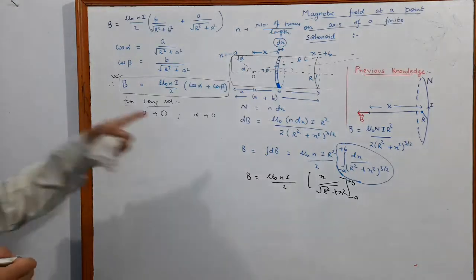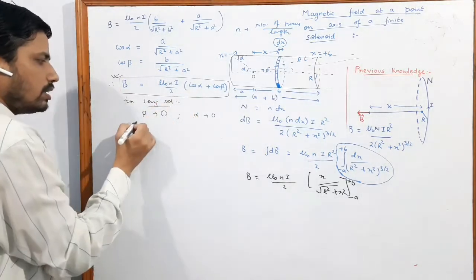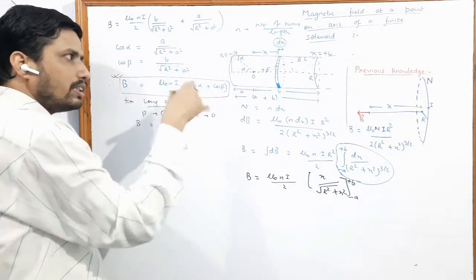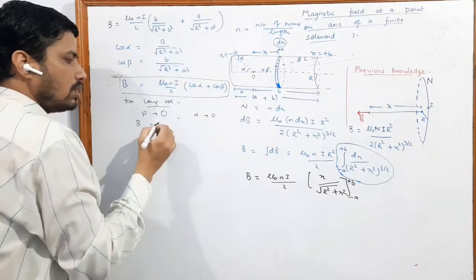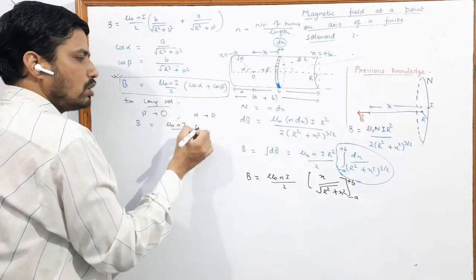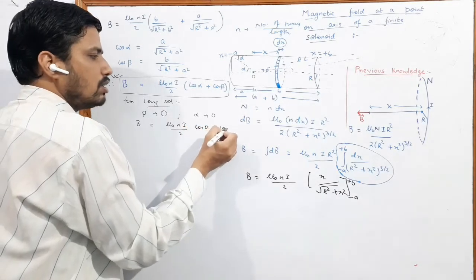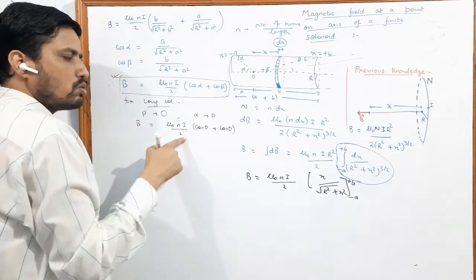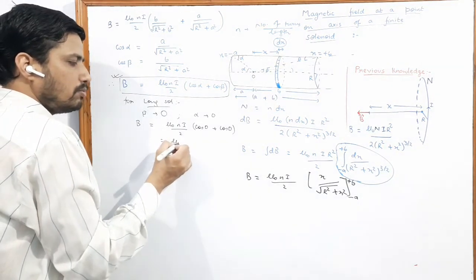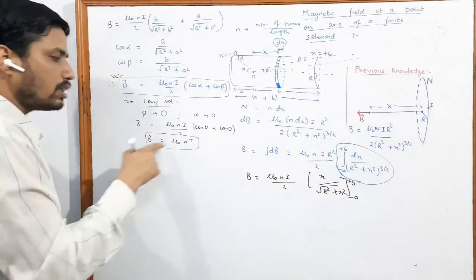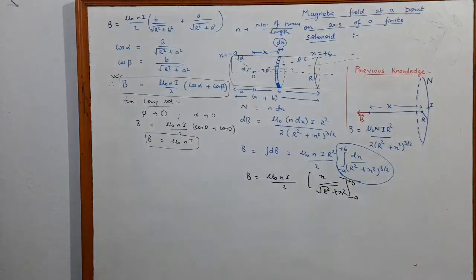Now, if angles alpha and beta tend to 0, then the expression for magnetic field at any point on the axis of a long solenoid, within it, inside this, will be mu naught n I upon 2 times cos 0 plus cos 0. Cos 0 is 1, cos 0 is 1, 1 plus 1 is 2, 2 cancels. So what will be left? Mu naught times n times I. And this is what we expect. We know that the magnetic field formula is mu naught times n times I for a long solenoid.